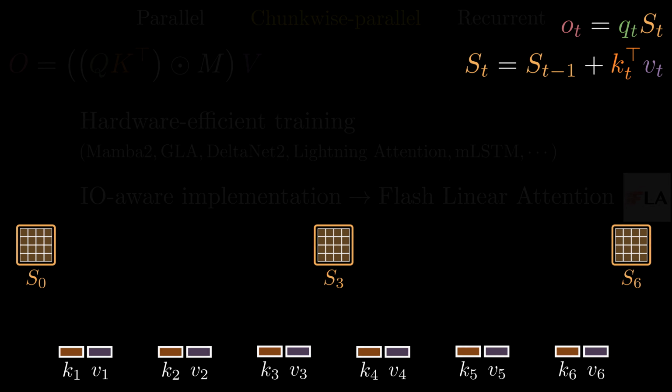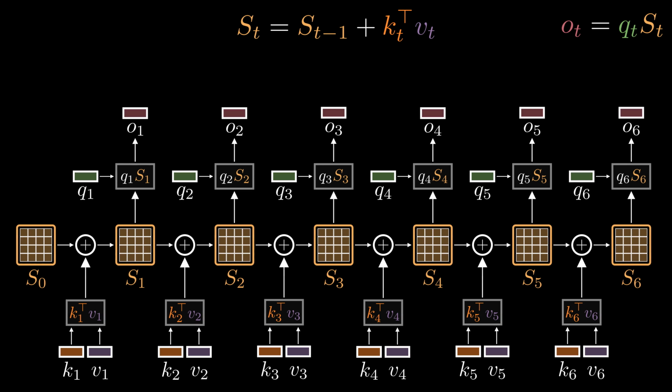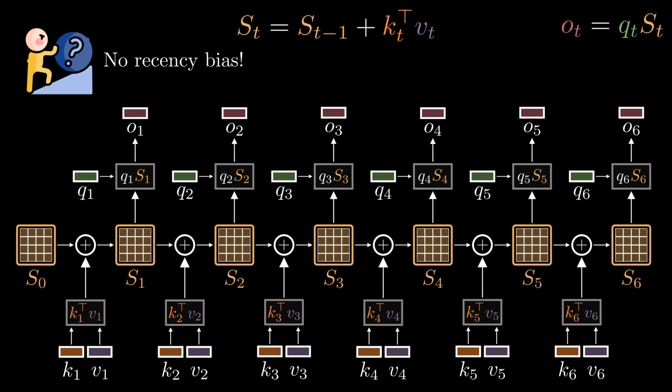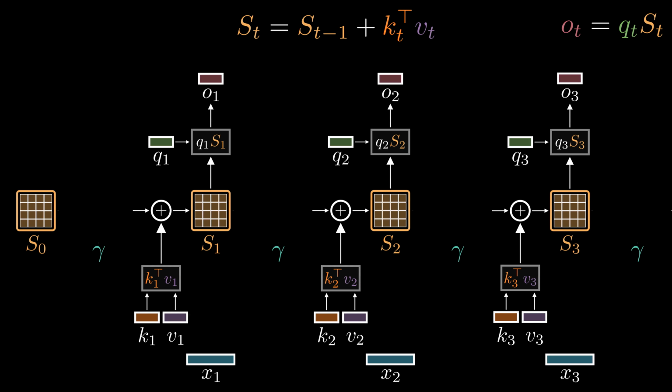But in practice, linear attention underperforms standard softmax attention on language modeling tasks. One potential reason is the lack of recency bias. This means that recent tokens should have more influence on the current token. But the additive nature of state matrices makes it challenging to capture recency bias. One approach to address this is to use a decay factor gamma, which acts as a gating mechanism to reduce and modulate the influence of earlier tokens.